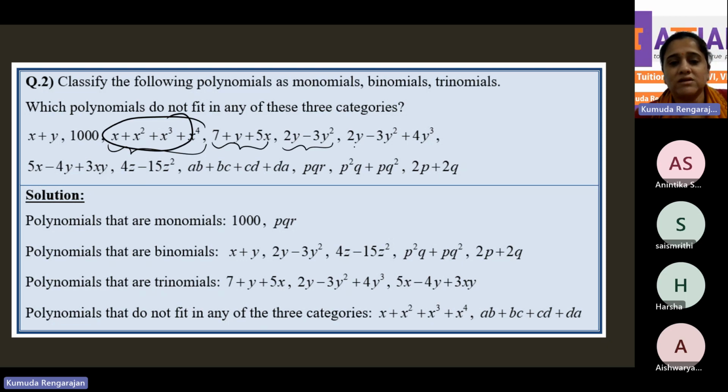This one is a binomial. This one is a trinomial. This one is a trinomial. This one is a binomial. This one is a polynomial with 4 terms.